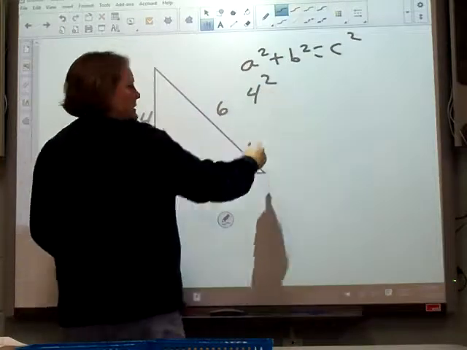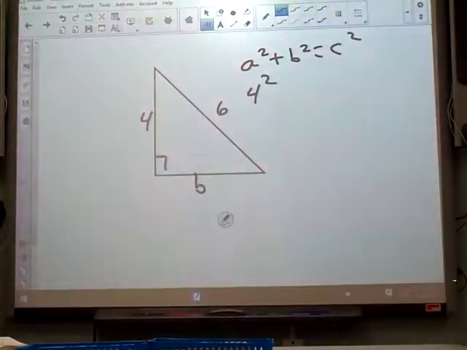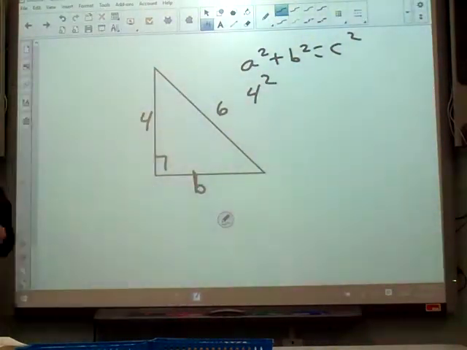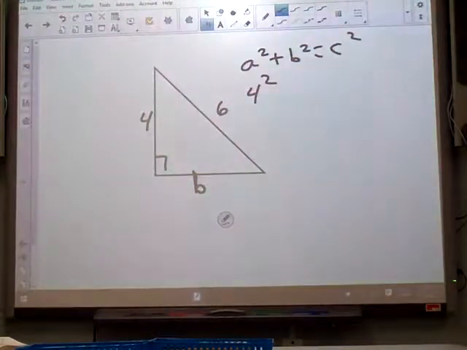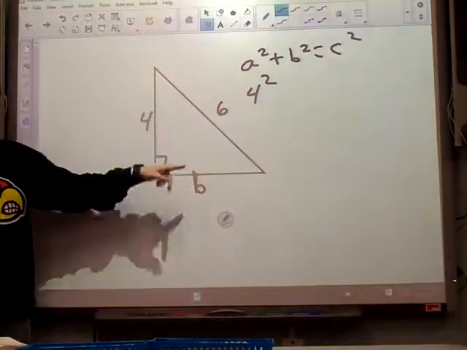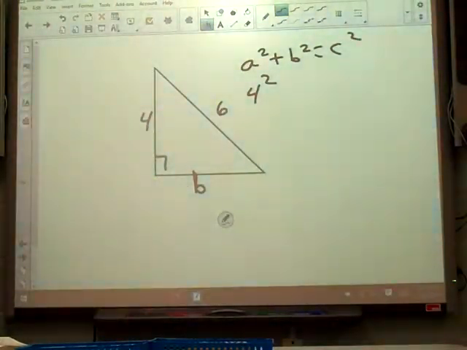First period, they said the A could be either one of these, and technically it can, but since I already named that one B, I said let's just leave that one B.